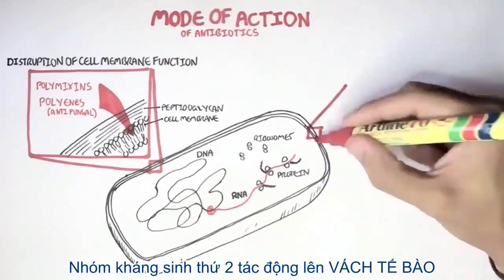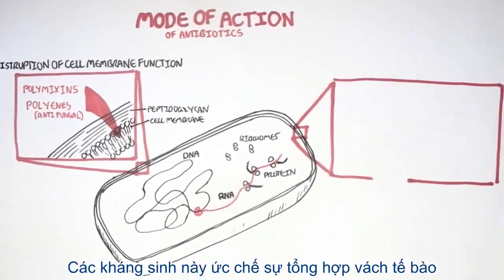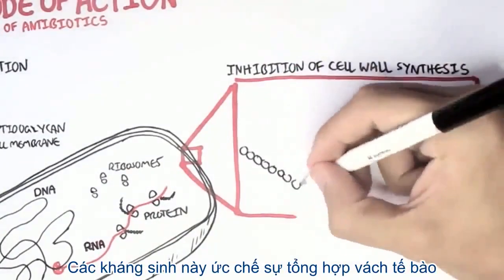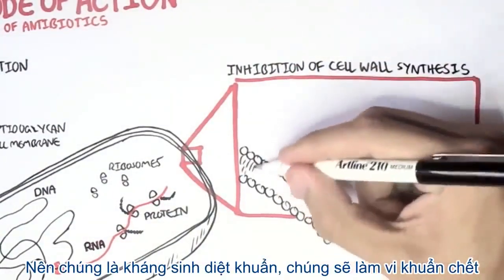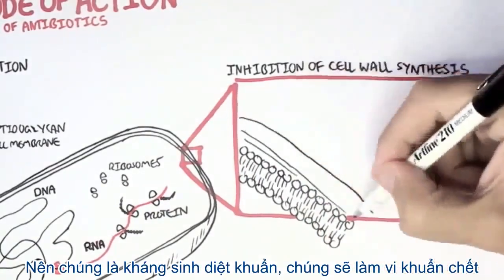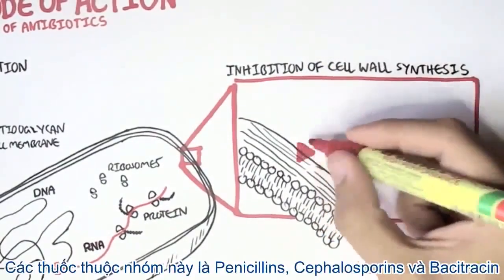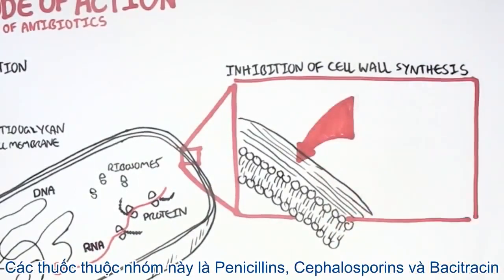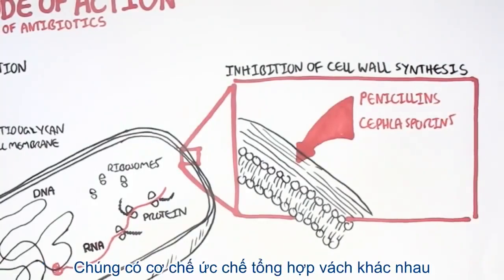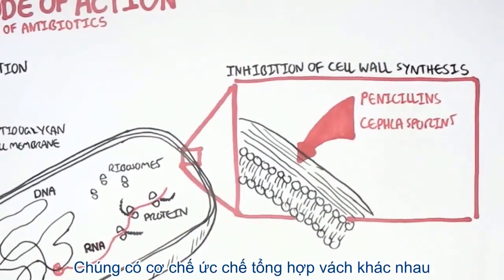Other antibiotic classes target the cell wall. These antibiotics will inhibit cell wall synthesis, so these drugs are therefore bactericidal. They will cause bacteria to die. Examples of these drugs are penicillin, cephalosporin, and bacitracin. I hope I pronounced that right. All these drugs have different mechanisms of action when it comes to inhibiting cell wall synthesis.